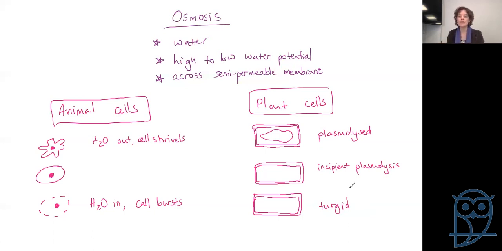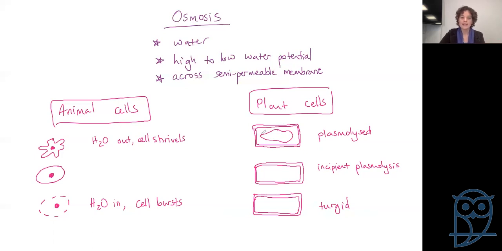You cannot see when the cell membrane is about to pull away from the wall for incipient plasmolysis. You can only see once it has pulled away. You cannot see when the cell membrane is really stuck against the wall, when it's turgid. So they look the same, but it's 2 very different states. So pay attention when you're going through the 2 lessons for osmosis. Make sure that you've got all of this straight in your head.